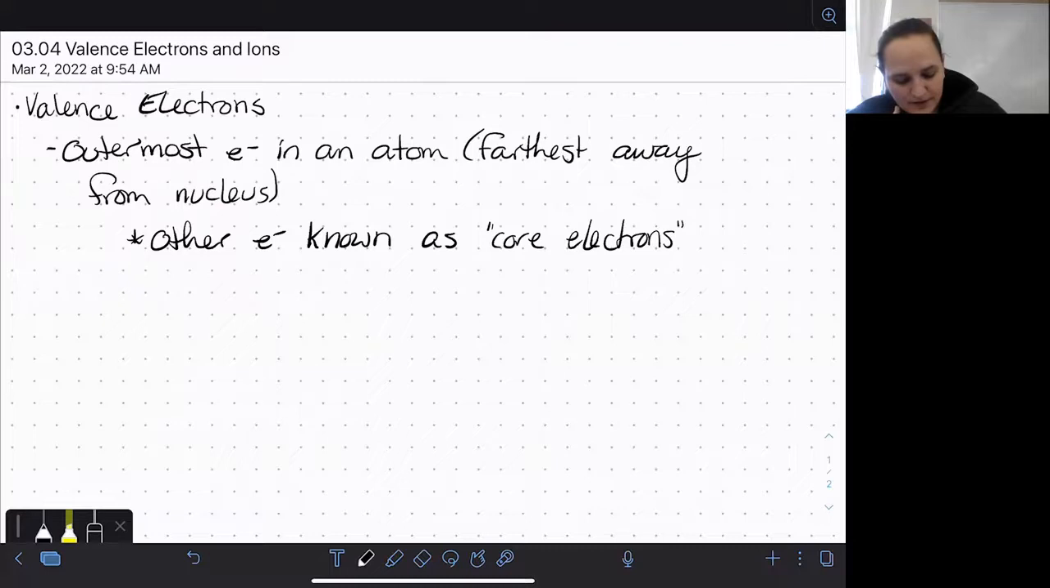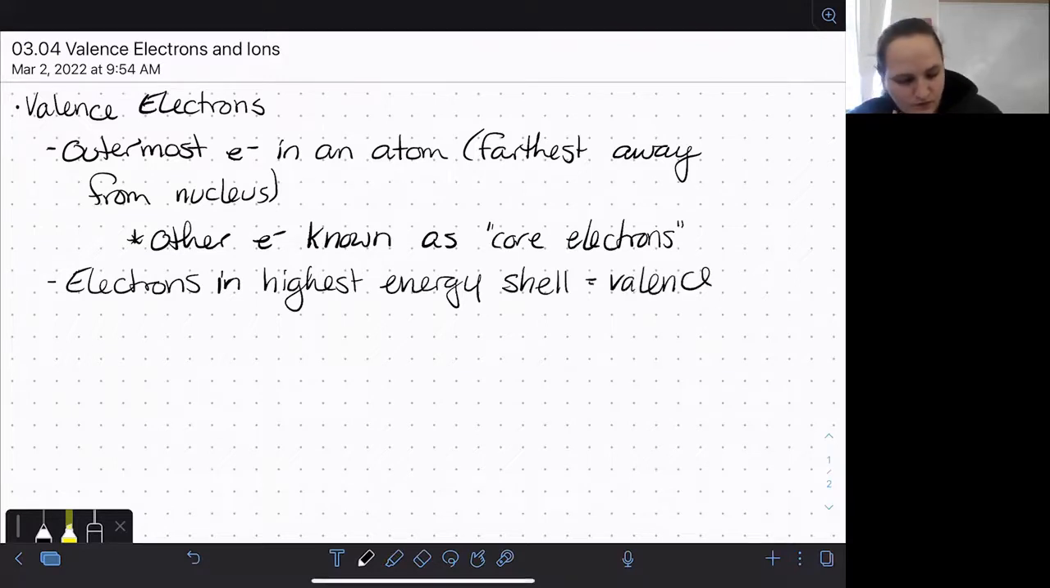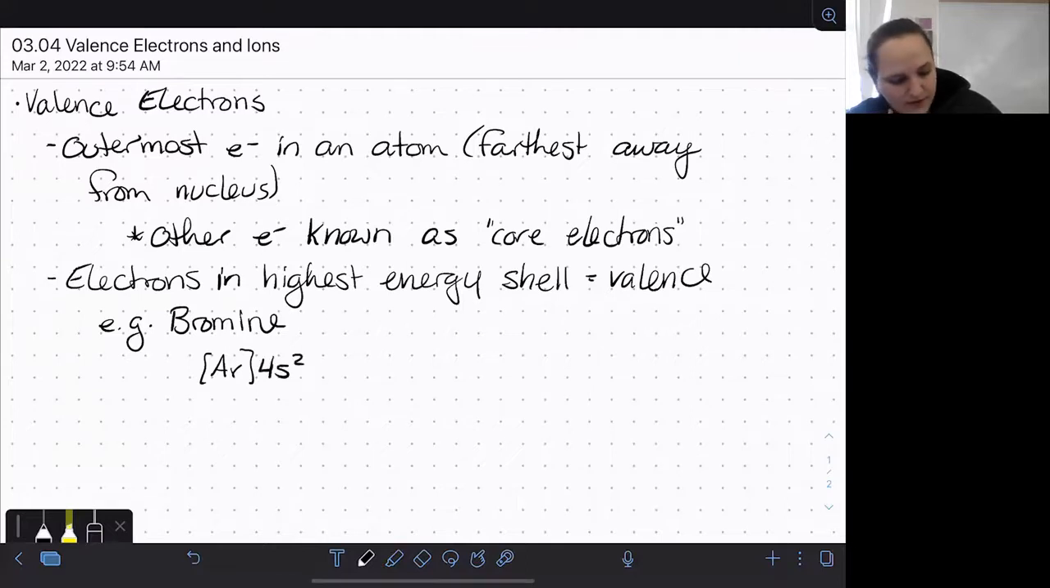So the valence electrons are the electrons in the highest energy shell. So for instance, in something like bromine, if we look at the electron configuration for bromine, I'm going to use the abbreviated version. We would have argon, 4s2, 3d10, 4p5.